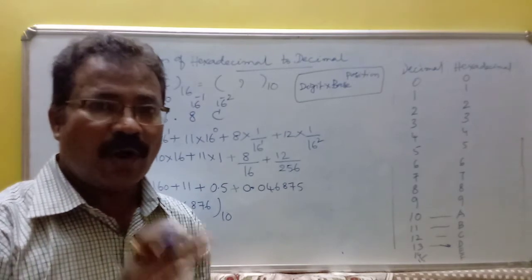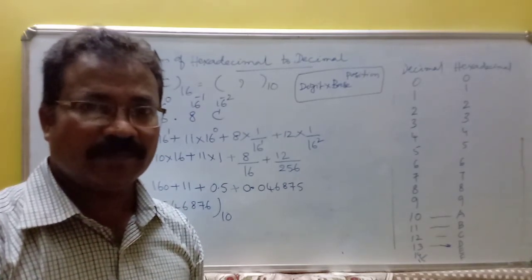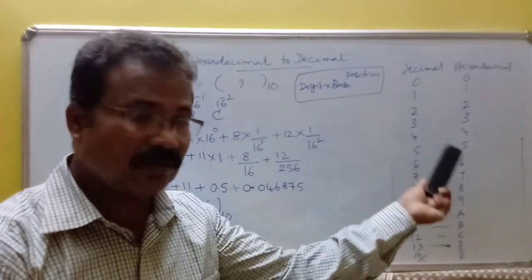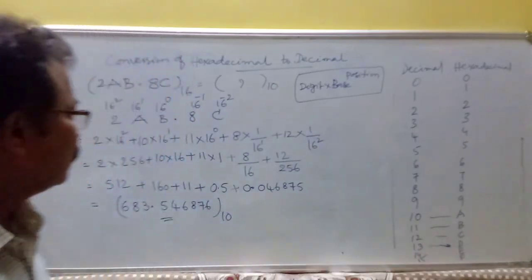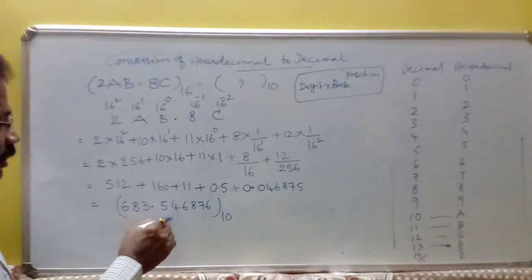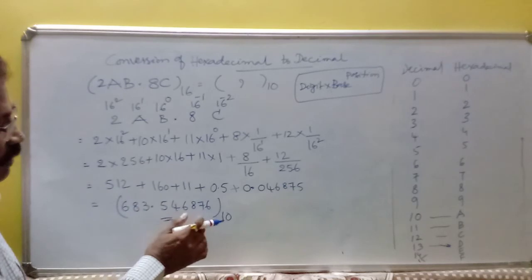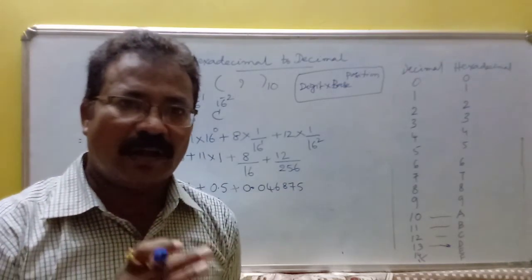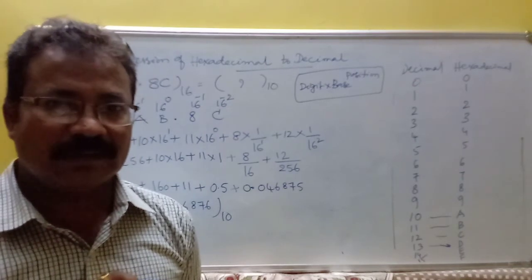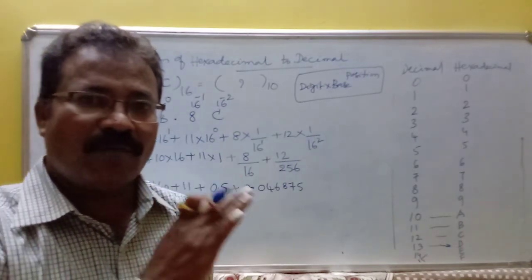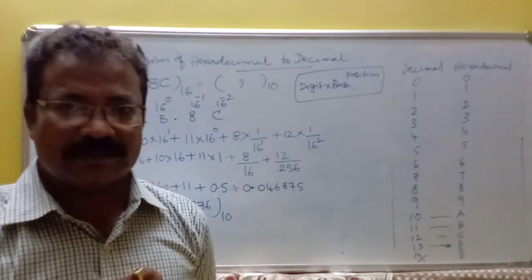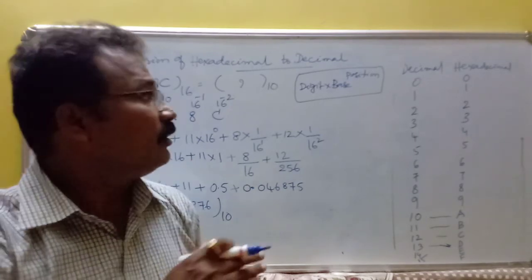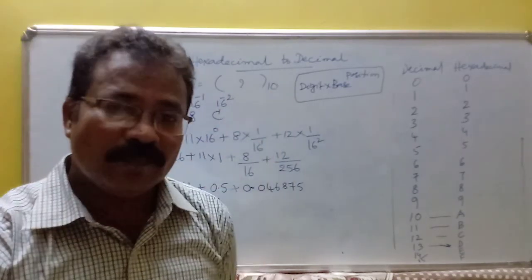Now, you have to simplify according to these values, and finally you can get the equivalent decimal number. That is the process of conversion from one format to another format, that is, hexadecimal to decimal number.